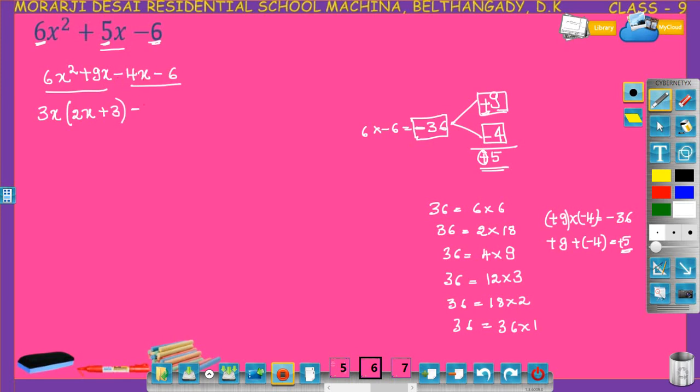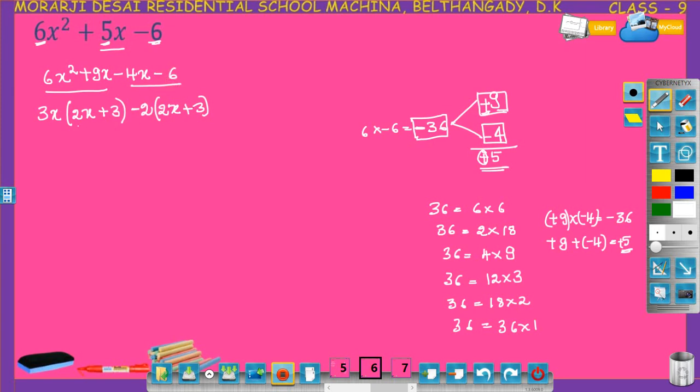Now 4 and 6 are divisible by 2. If I take 2 outside, here remaining 2, how much are 4? 2 2s are 4. 2 into what is equal to x? 2 into x is equal to x. Since minus is outside the bracket, here you have to write plus, because minus into plus is minus. Now minus 2 into plus 3 is equal to minus 6.